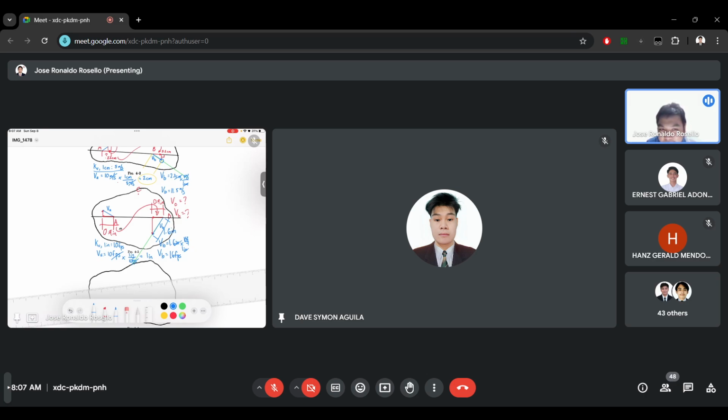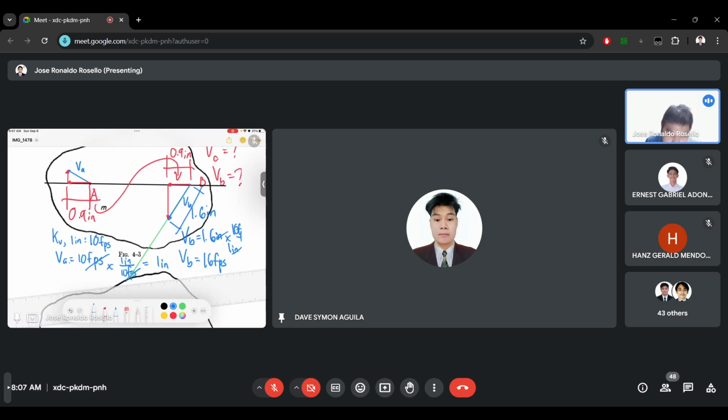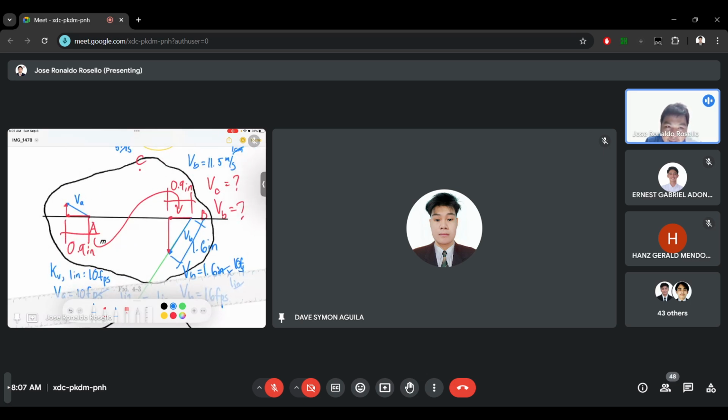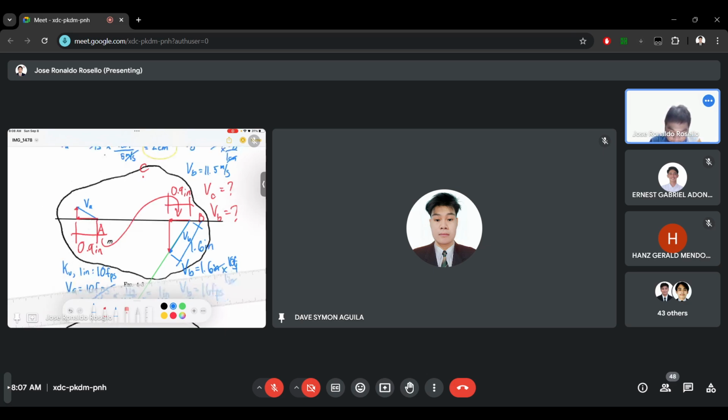So we determined velocity b because the direction, this green line, was given. But at point c, the direction is not given. So how do we determine velocity c? We can determine velocity at point c by using velocity a and velocity b. So let's take a quick shot.